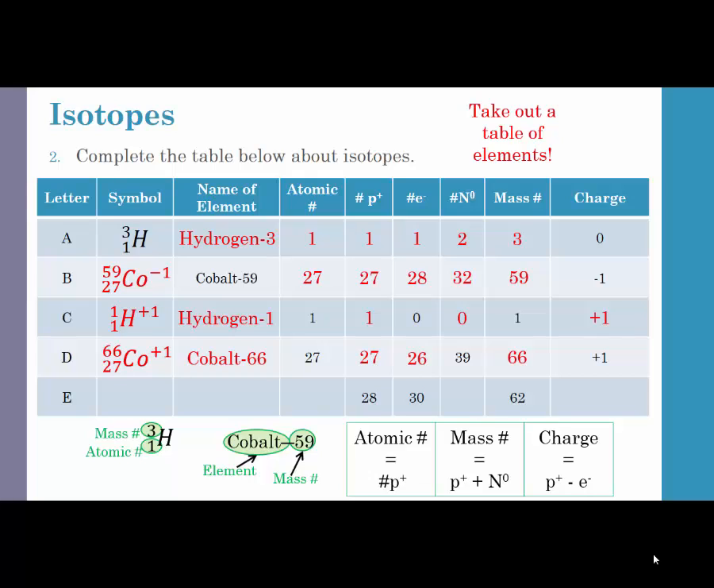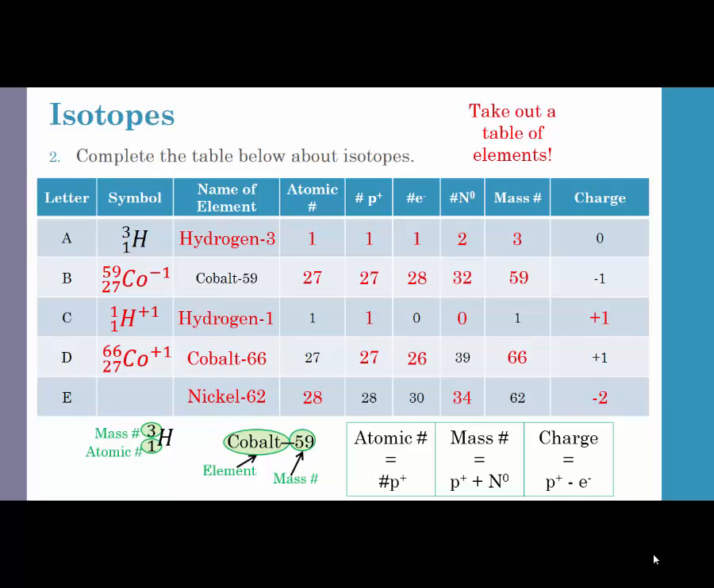So for our last element, I am given that the number of protons is 28, which means that the atomic number is 28. I'm also given the mass number is 62. So I need some number that whenever I add 28 to it, it gives me 62. So 34 plus 28 gives me 62. To figure out the charge, I need to look at protons and electrons. So I have 2 more electrons than I do protons. So 28 protons minus 30 electrons gives me a charge of minus 2.